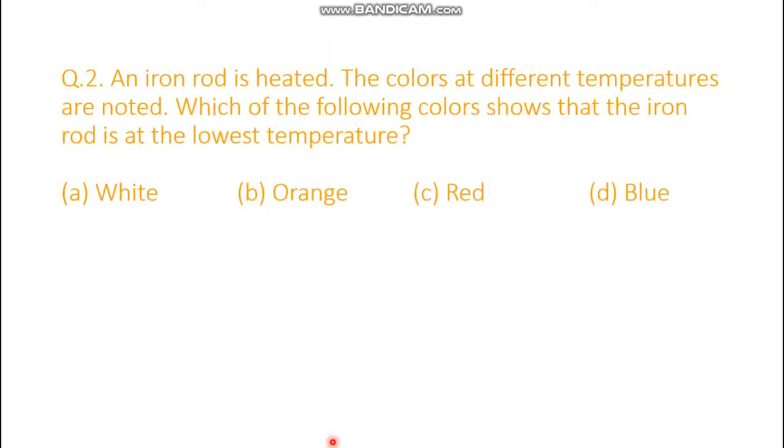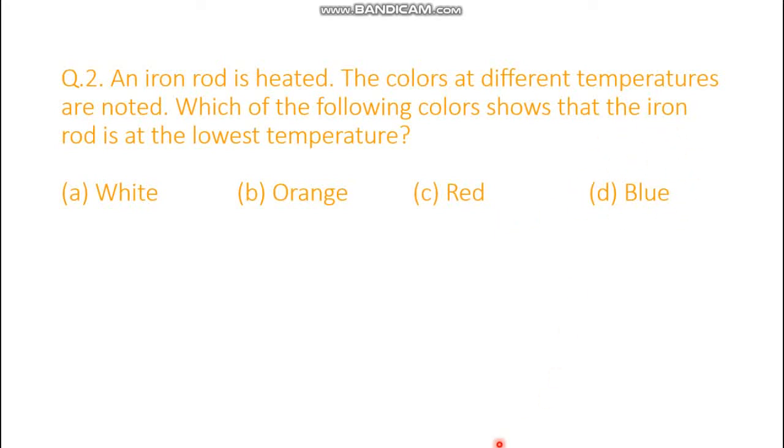Next question. An iron rod is heated. The colors at different temperatures are noted. Which of the following colors show that the iron rod is at the lowest temperature? The highest frequency is the highest temperature, isn't it? So among these four options, which should have the highest frequency: white, orange, red or blue? Definitely blue has the highest frequency.